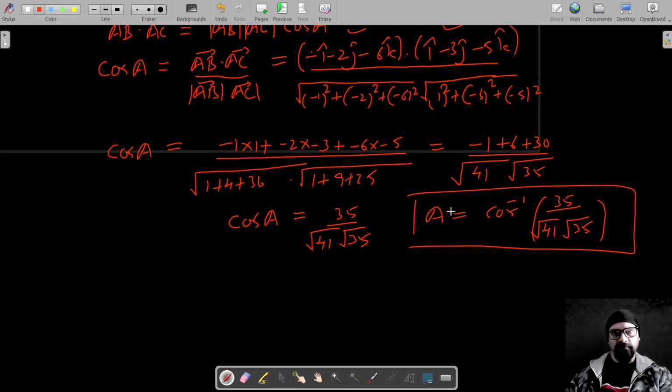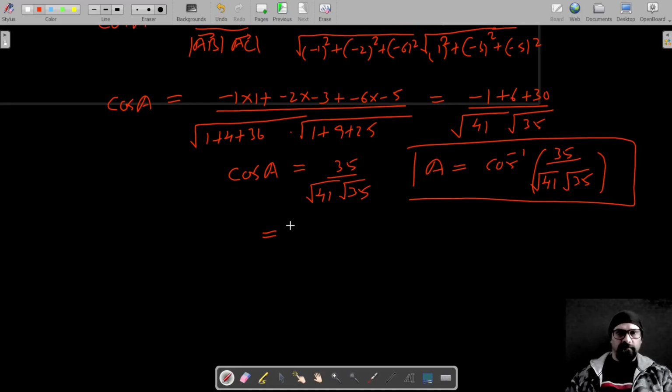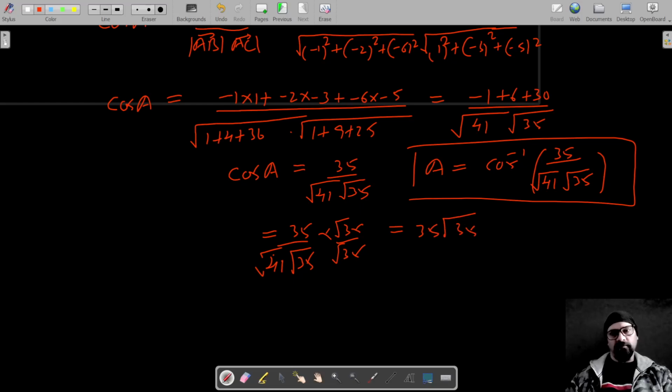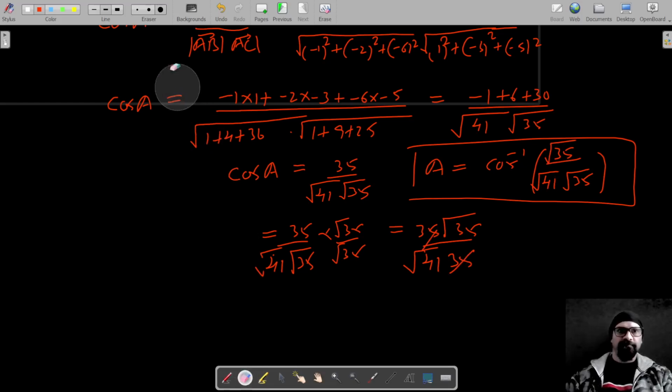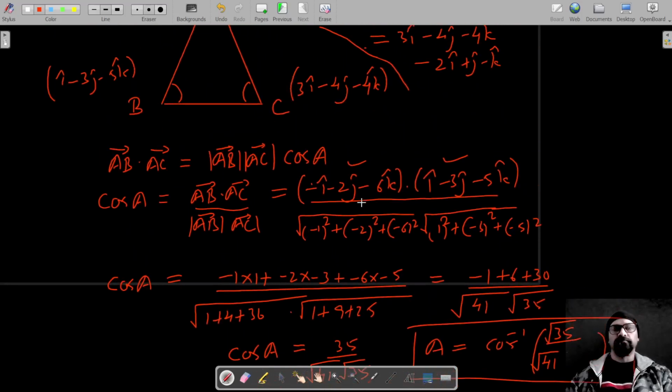If you want, you can simplify it further. If I rationalize this with root 35, this is root 35 into root 35 upon root 35, which becomes 35 into root 35 upon root 41 by 35. So this is root 35 by root 41. So this is the angle A.